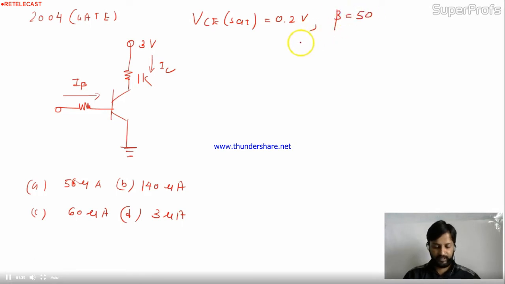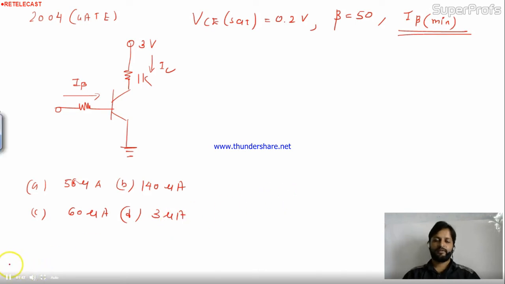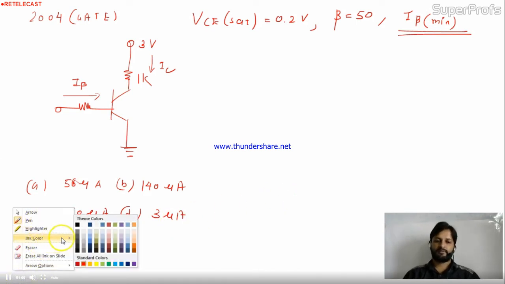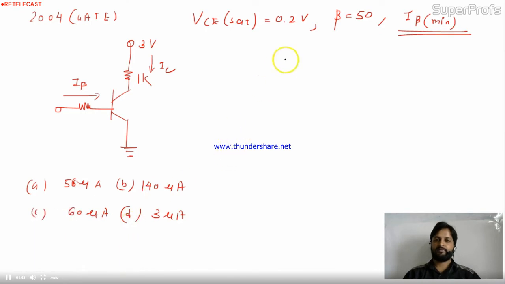The minimum base current IB required to drive the transistor in the figure to saturation. They're asking to find out the minimum IB which can drive the transistor into the saturation region. So the condition is given that we have to find IC saturation, and in the saturation condition what will be the IB. Is it okay? So can we find IC saturation for this circuit?